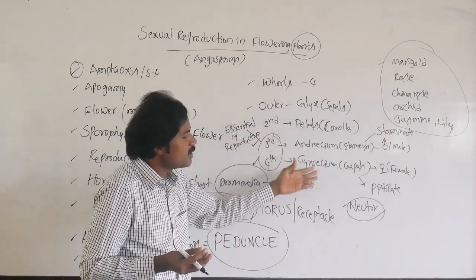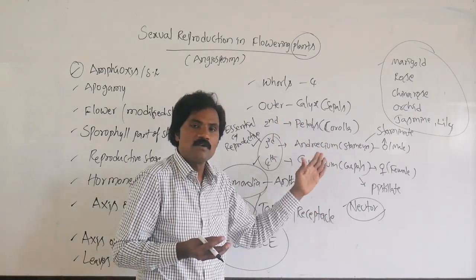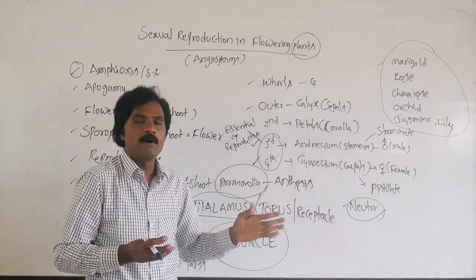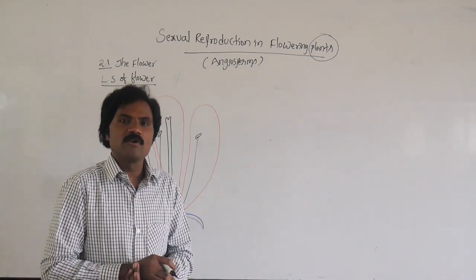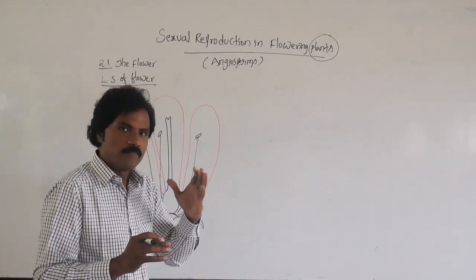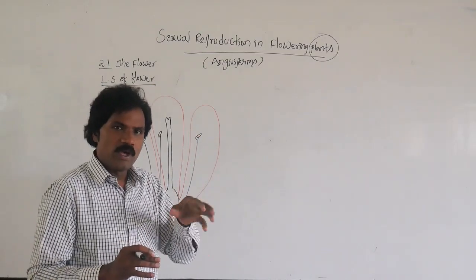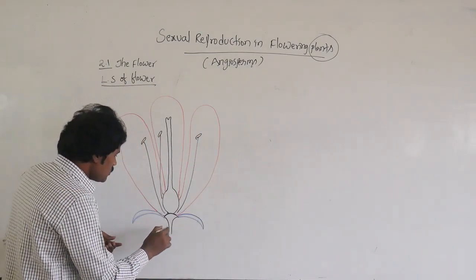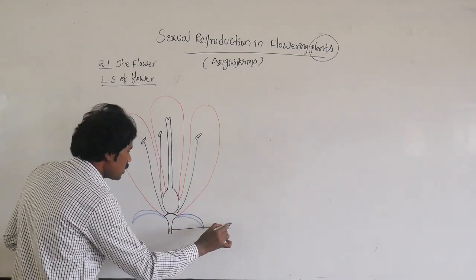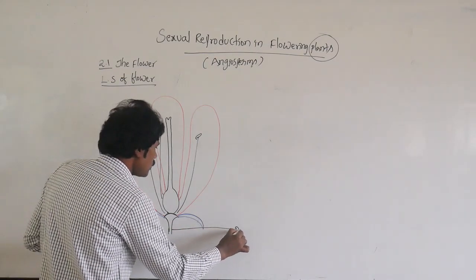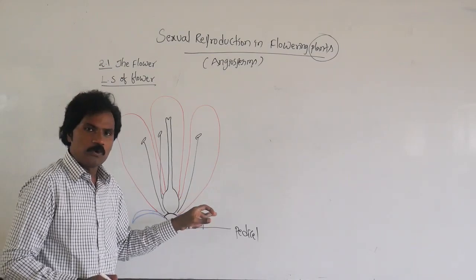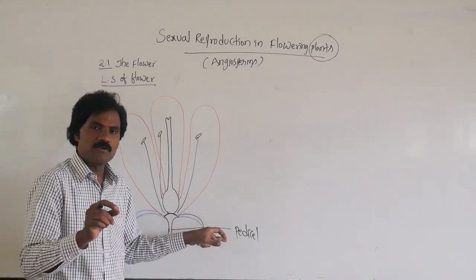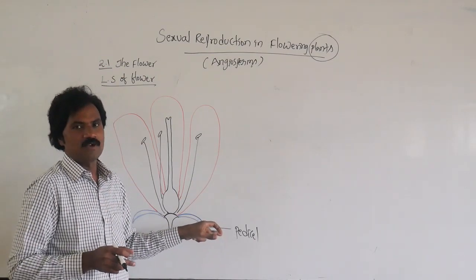Like that, different types of floral parts must be represented. Now, what is the structure of the flower? In these 4 whorls, how are they arranged? The basal part of the flower is what we call the pedicel. A flower which possesses a pedicel is called a pedicellate flower.